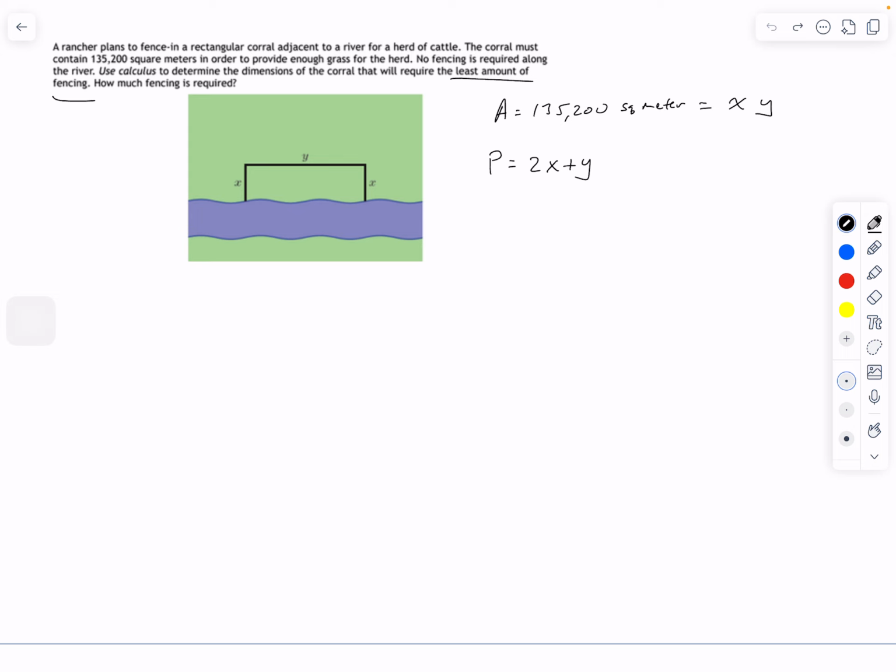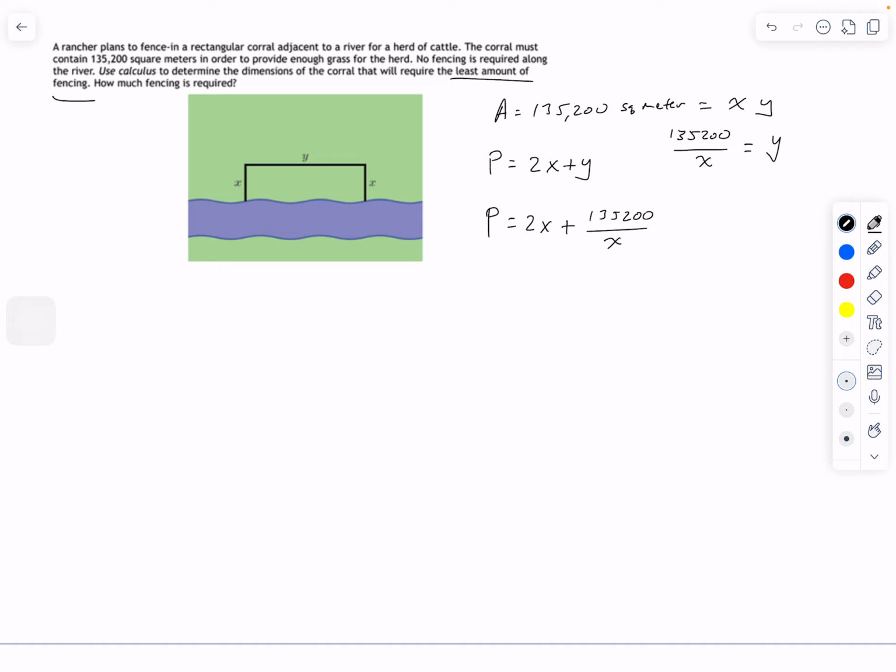So y is equal to 135,200 divided by x, because we just divided x to the other side. And now we have a substitution for y. So P is equal to 2x plus 135,200, and let's write it over x.